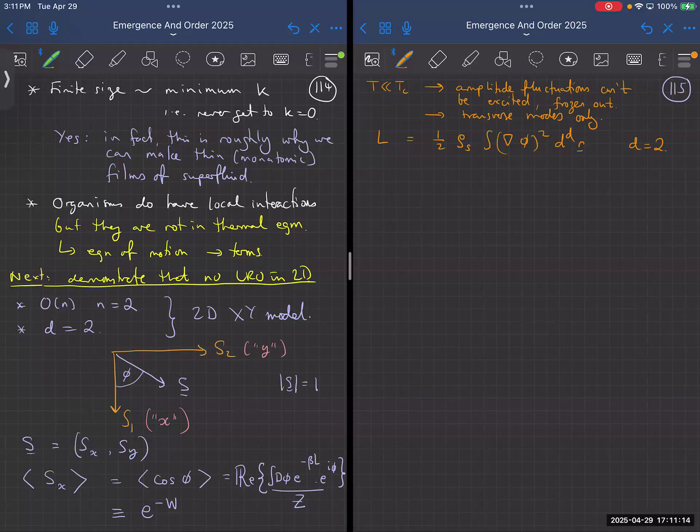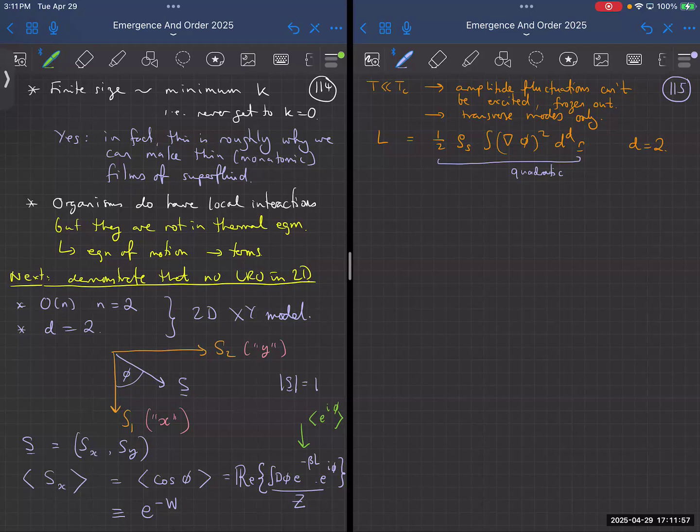Okay, now the thing that we are computing, what I want you to notice is that this Landau free energy is a quadratic free energy in terms of phi by construction. So what we're really computing over here is the expectation value of e to the i phi. Basically what we're computing is the expectation value of cosine phi. So we're computing the expectation value of e to the i phi and then taking the real part of that.